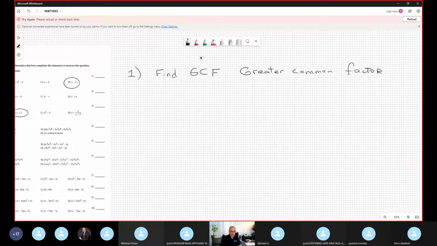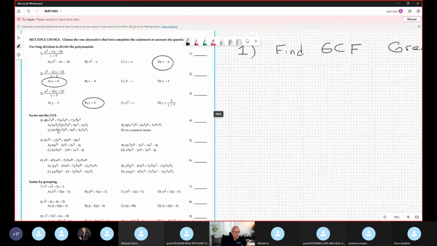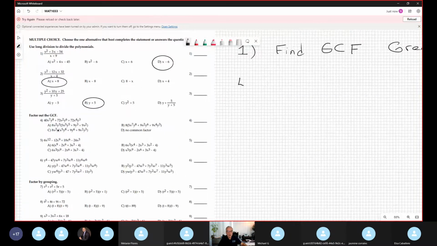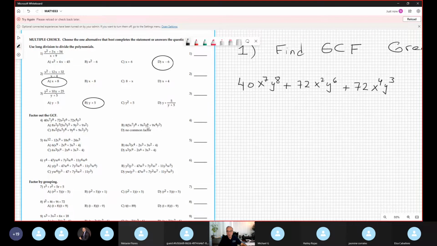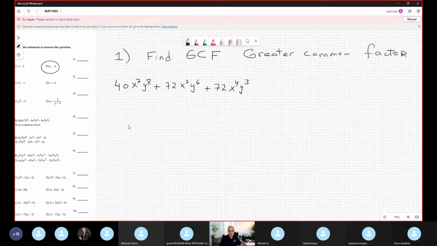Suppose we have different numbers. When we practice in the problem, you have, for example, the first example: 40x to the 7th power y to the 8th power, plus 72x squared y to the 6th, plus 72x to the 4th y to the 3rd. Okay. The challenge now is find the GCF. But don't worry, be happy. We are doing step by step.